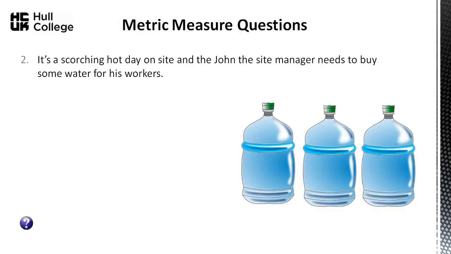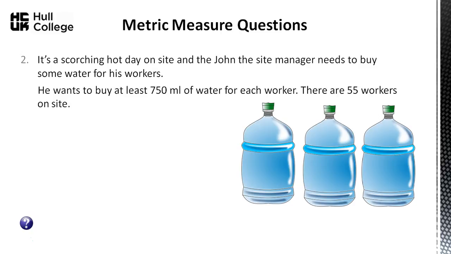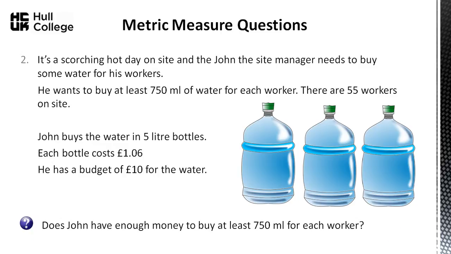Question 2. It's a scorching hot day on site and John the site manager needs to buy some water for his workers. He wants to buy at least 750 ml of water for each worker. There are 55 workers on site. John buys the water in 5-litre bottles. Each bottle costs £1 and 6p. He has a budget of £10 for the water. Does John have enough money to buy at least 750 ml for each worker? Pause the video while you answer the question.